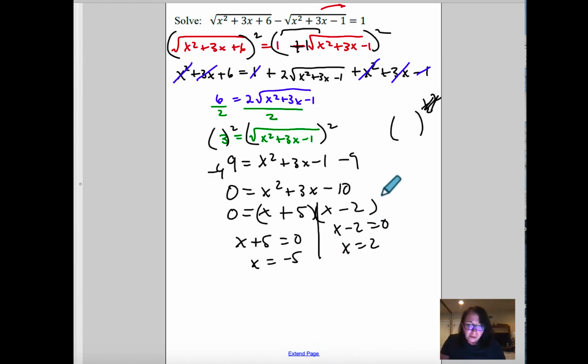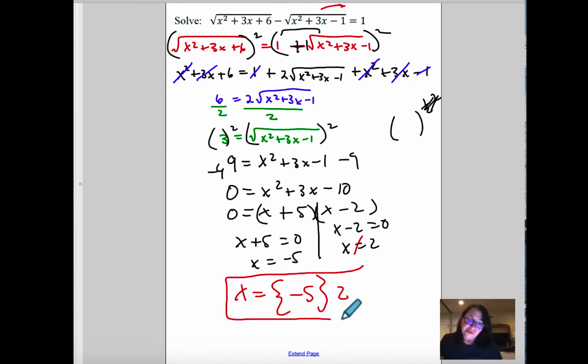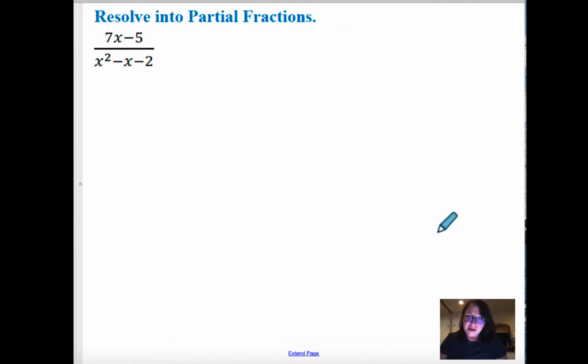And for this problem here, I believe that the 2, when I plug that back in, does not work. So therefore, my solution is going to be negative 5, and then 2 is kicked out of those little solution sets. 2 is an extraneous solution, and that's what we call that. Okay? All right, next problem.